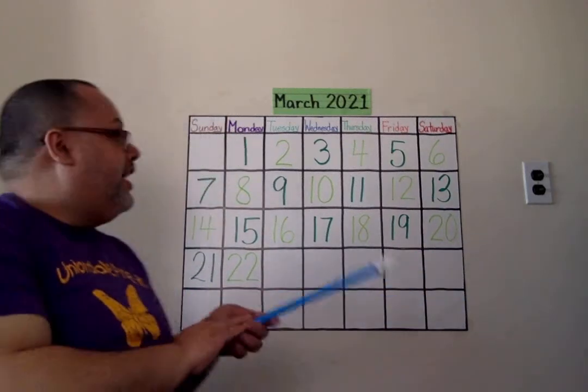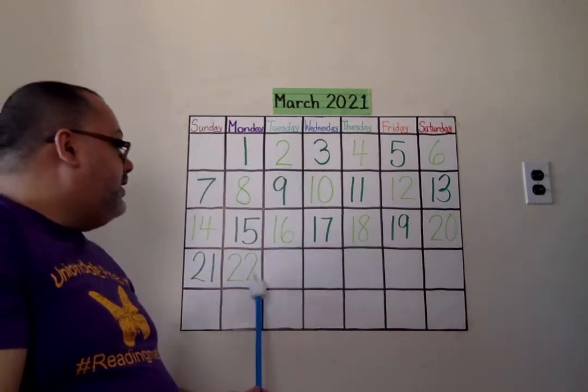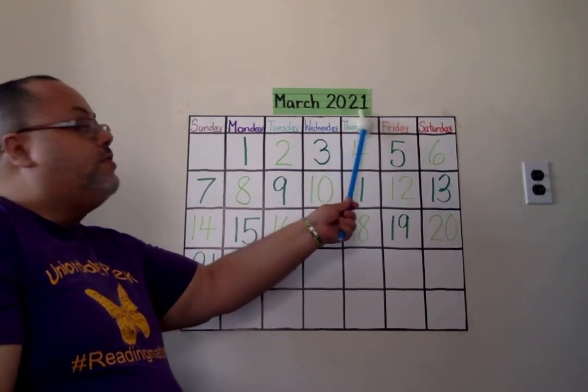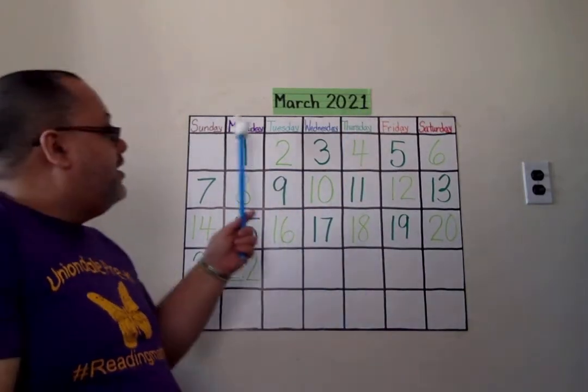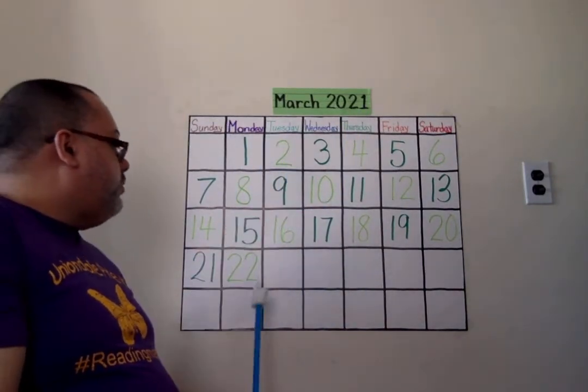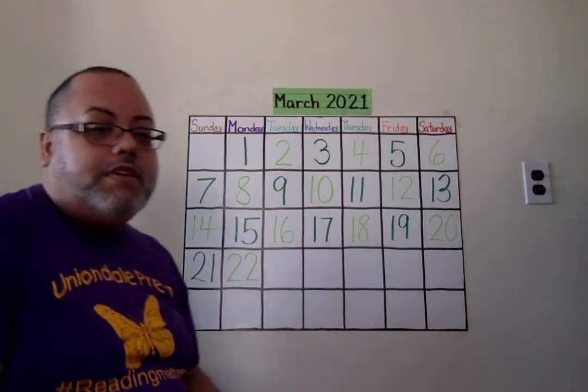And so today is Monday, March 22nd, 2021. Say it with me. Today is Monday, March 22nd, 2021.